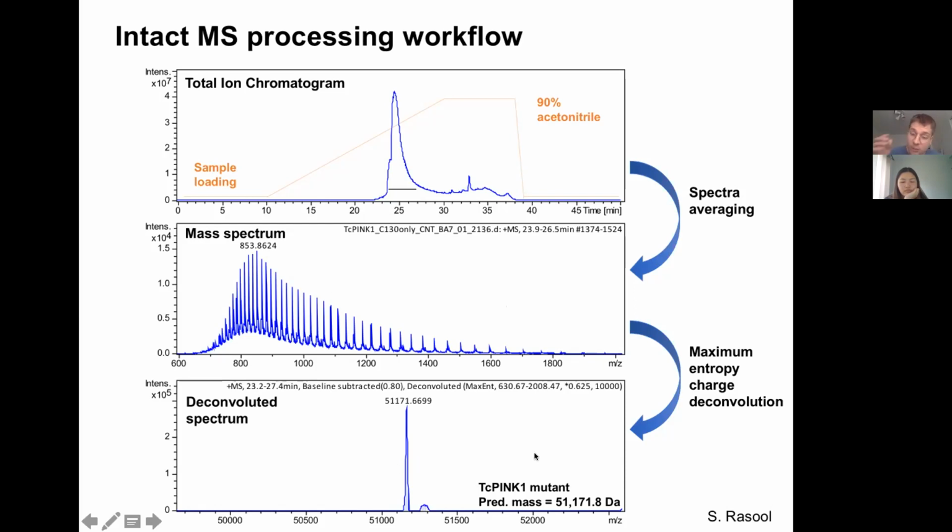And so in our lab, we work with a lot of recombinant proteins. So this was a mutant of this PINK1 kinase. And you can see that the predicted mass was here, and you can see that we were a fraction of a Dalton off. And even at 50 kilodalton, it's still very, very accurate. So this was a validation that the correct mutation had been integrated into the protein that we purified.